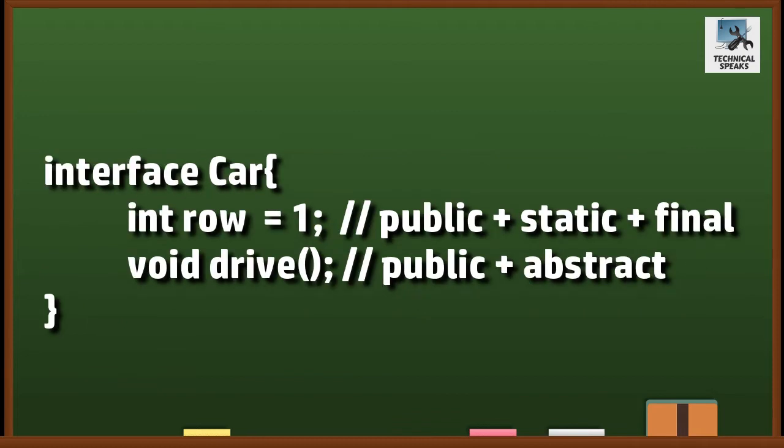Like, here we have an interface Car, inside the curly braces here we have a variable int row which is equal to 1. It is by default public, static and final. And again here is a method void drive. It is by default public and abstract.